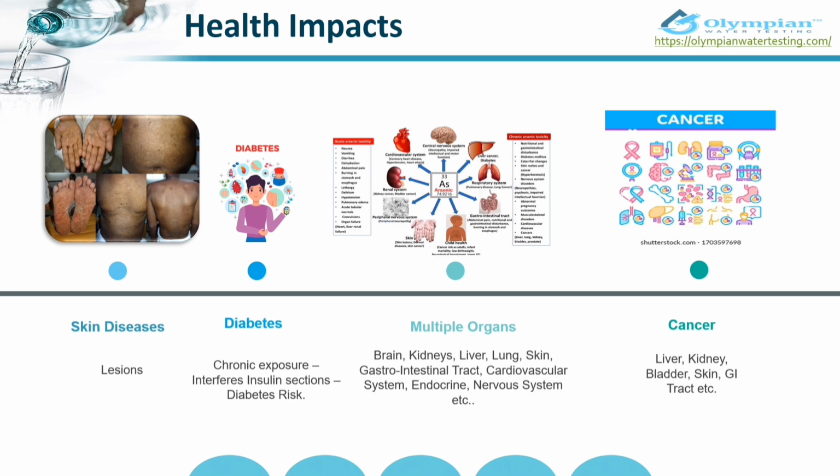Chronic exposure to arsenic interferes with insulin secretion in the pancreas, which may increase the risk of diabetes. Further, arsenic has the potential to affect multiple organs in the body and may result in various diseases due to improper organ functioning. These include the brain, liver, lung, gastrointestinal tract, child health, skin, nervous system, kidneys, and heart, etc. In addition, various cancers have been linked with exposure to arsenic through drinking water, including cancers of the liver, kidney, bladder, skin, and gastrointestinal tract.